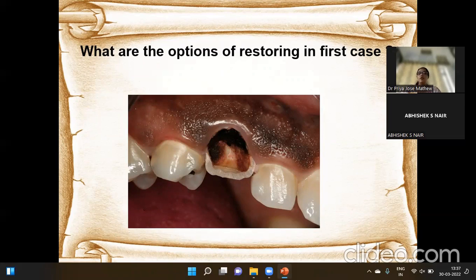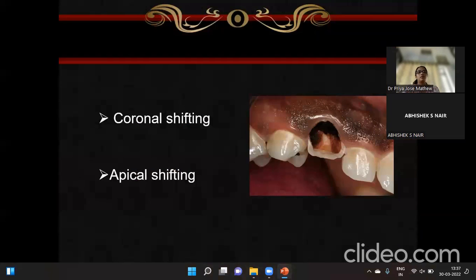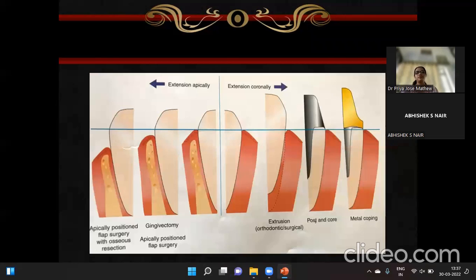Ideally, for giving a crown we require a margin. So for creating a margin, we can either shift the gingiva or shift this whole apparatus to the apical side or to the coronal side. So, by shifting it coronally or by shifting it apically. Now, what are the methods by which we can place the crown coronally? We can build up a post and core, or we can give a metal coping, or we can do an orthodontic extrusion.